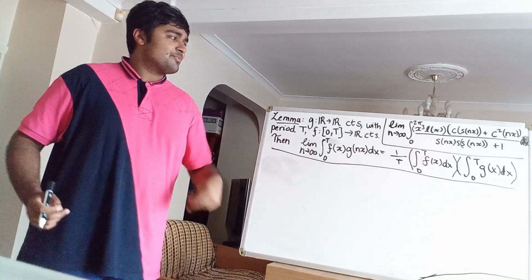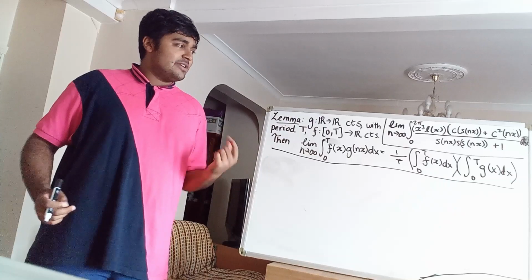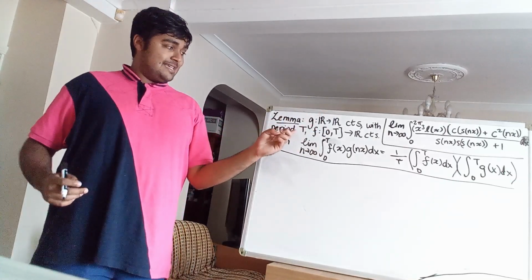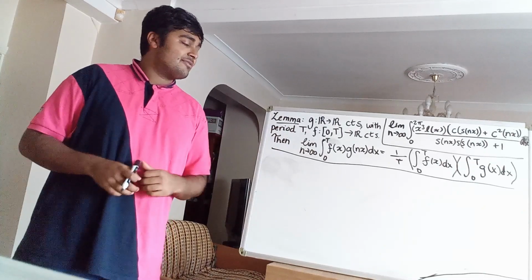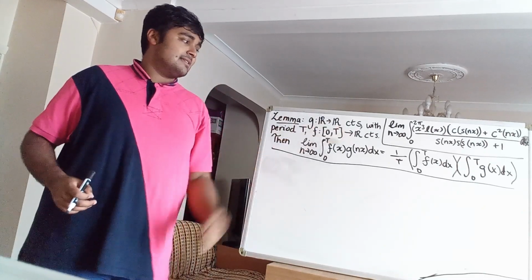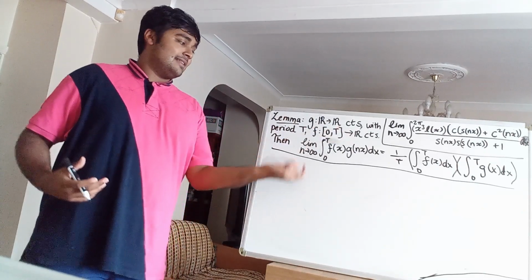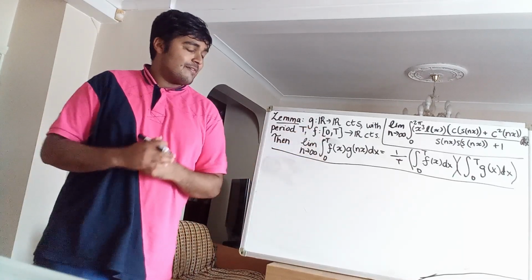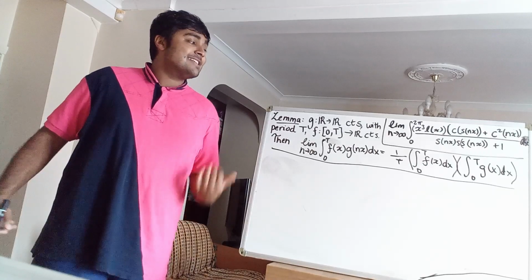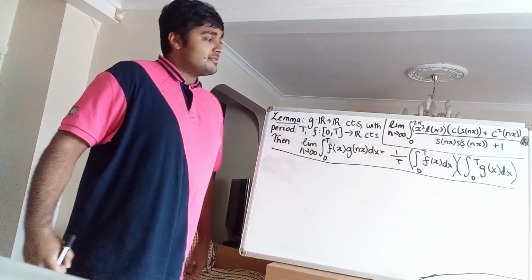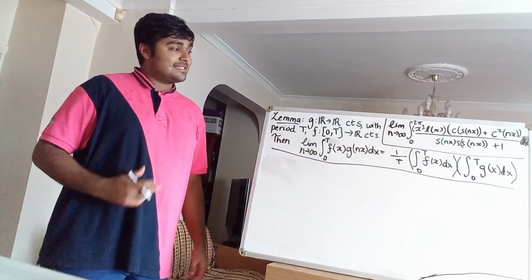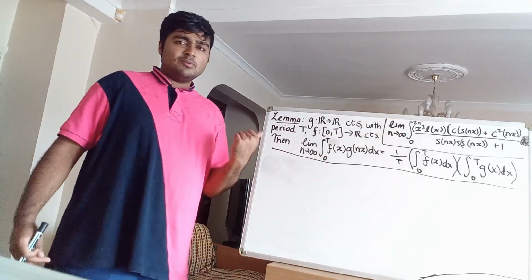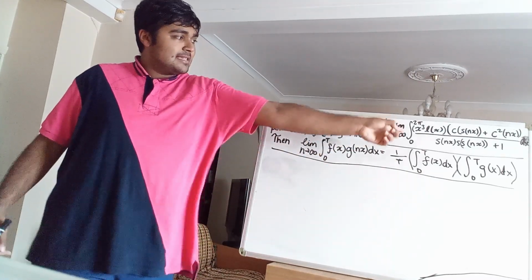Anyway, what is this lemma? We have a function g from the reals to the reals, which is continuous and periodic with period T. And we also have a function f from 0 to T to the reals, which is continuous. The lemma then says that the limit as n goes to infinity of the integral from 0 to T of f of x times g of nx dx is going to be equal to 1 over T times the integral from 0 to T of f of x dx times the integral from 0 to T of g of x dx. So this is what the lemma says, and of course we want to use this to help us evaluate this guy here.